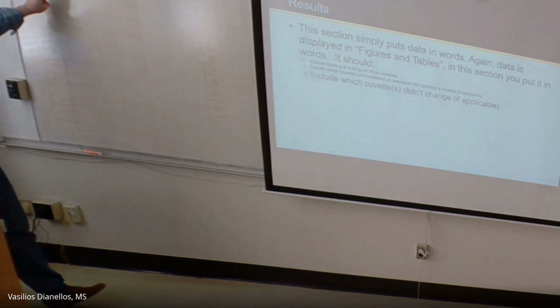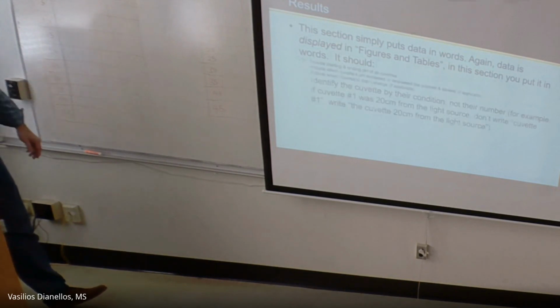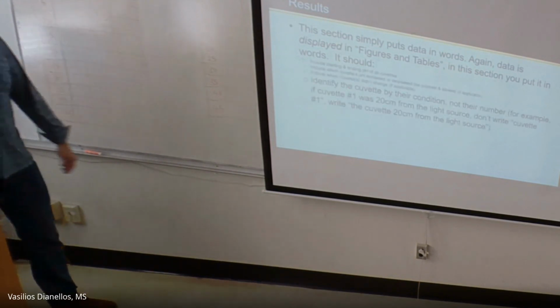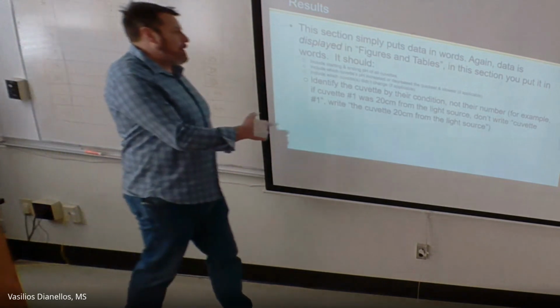You don't say this one went at this pH to this pH, meaning it photosynthesized. You don't need to do that. You just say it went from this to this. Finally, this. Identify the cuvette by their condition.